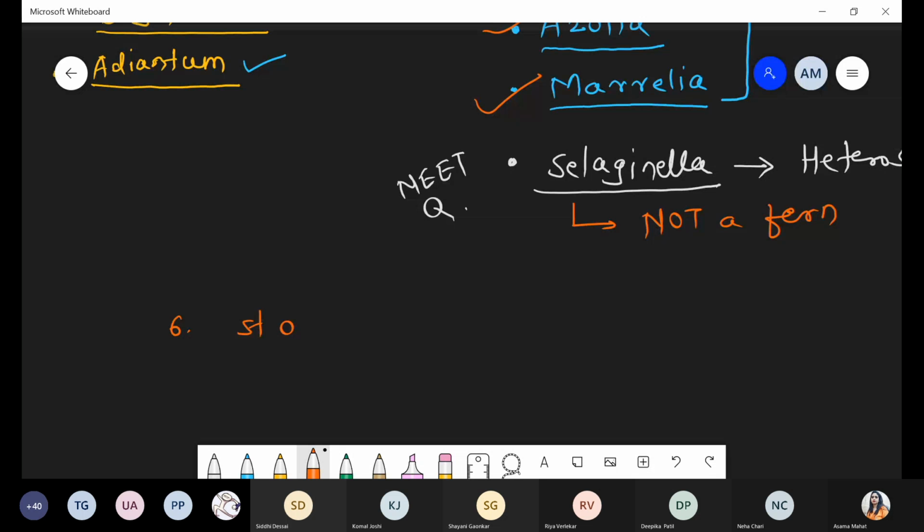This strobilus structure is also called the cone structure. In case of this strobilus or cone, simply we are taking the first example, which is very common. S stands for Selaginella. See, Selaginella, you have to remember this example because it's very unique. And another example, Equisetum, also called the horse tail, which is a very unique, only living genus. So we are talking about Equisetum, also called the horse tail.